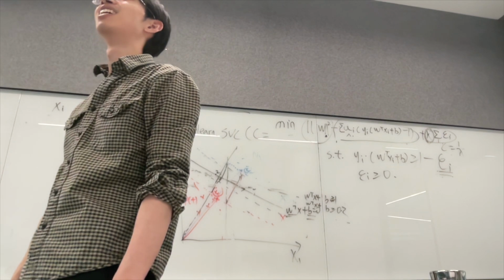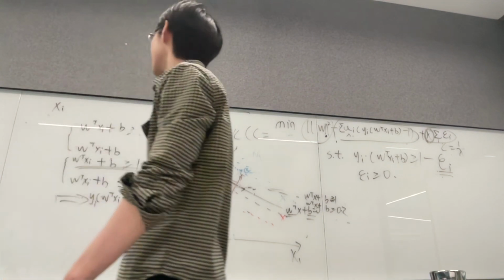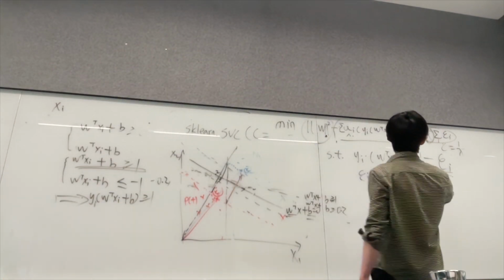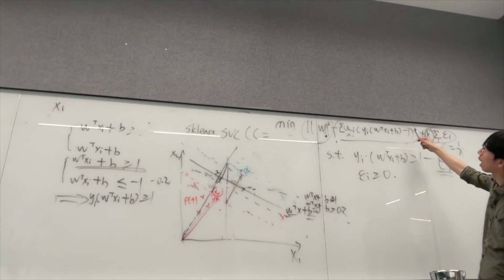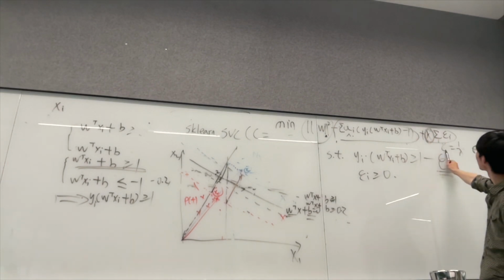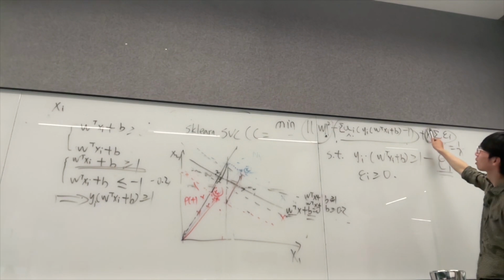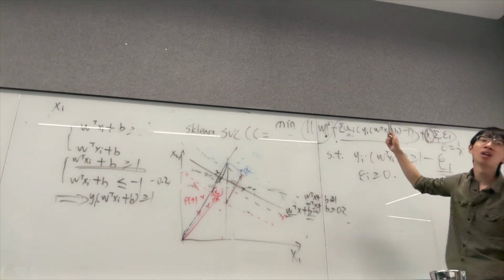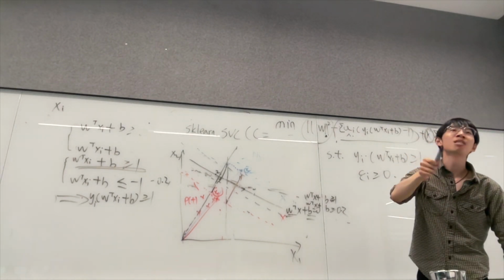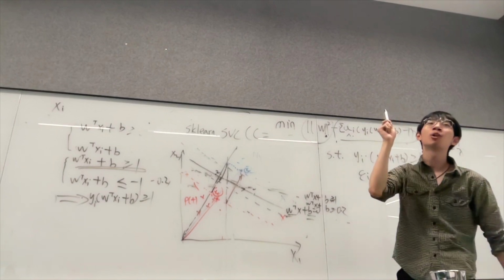Just remember, if you get C bigger, that means you make this smaller. If you make it smaller, you have less penalty. If you have less penalty, what's that?